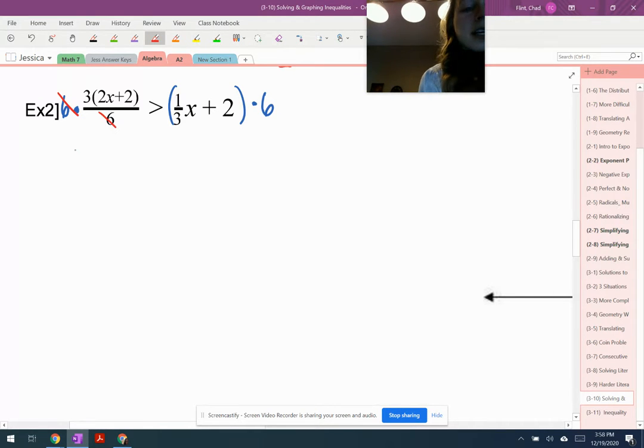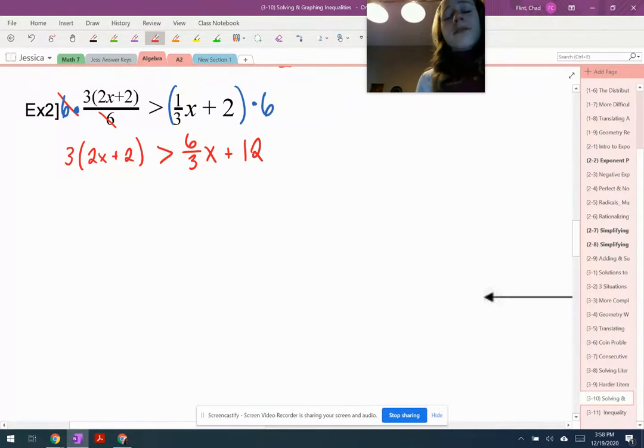So my 6's cancel out. I'm left with 3 times 2x plus 2. Keep my sign. And 1/3 times 6, well, that's just 6 over 3x plus 6 times 2 is 12. And again, you're using your calculator to do all this fraction math and stuff because why not?